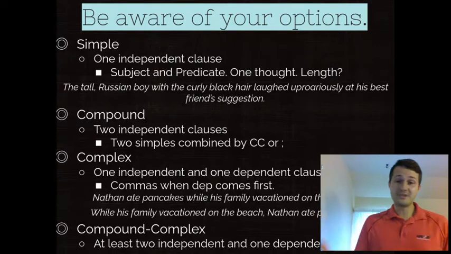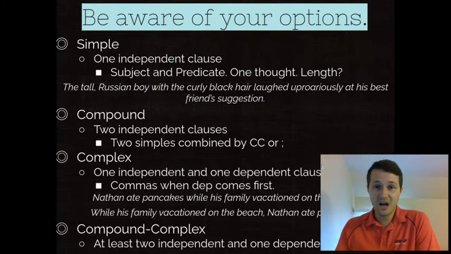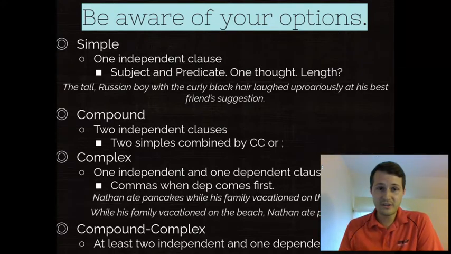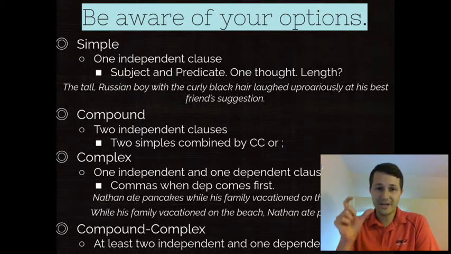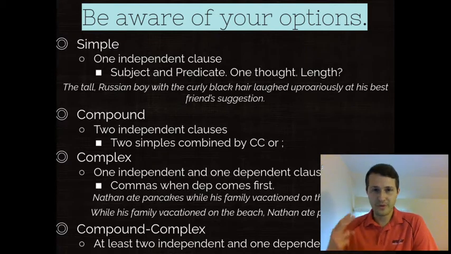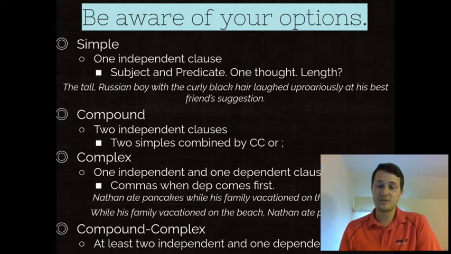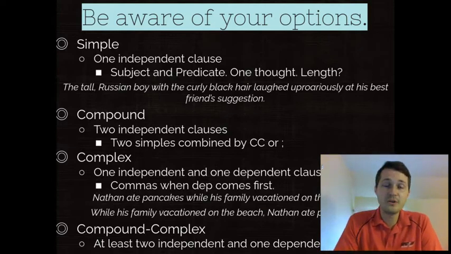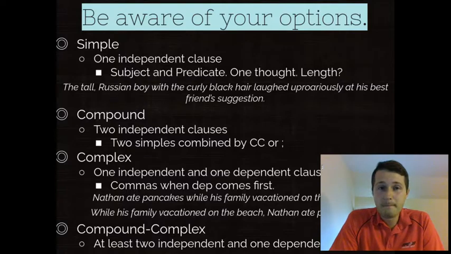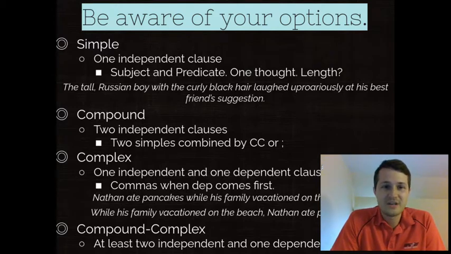A compound sentence is then a combination of two simple sentences. That's all that it is. It's two independent clauses put together correctly, and you've got some options here. Your basic options are a comma and a coordinating conjunction. Coordinating conjunctions are your FANBOYS: for, and, nor, but, or, yet, so. I knew I missed one there. Or you can put a semicolon between those. Same principle: two complete thoughts separated by one of those two things.